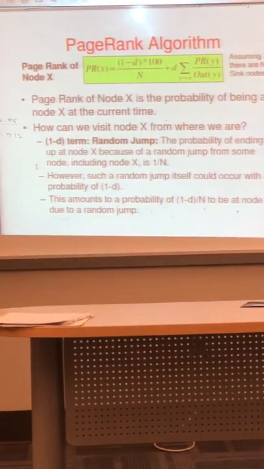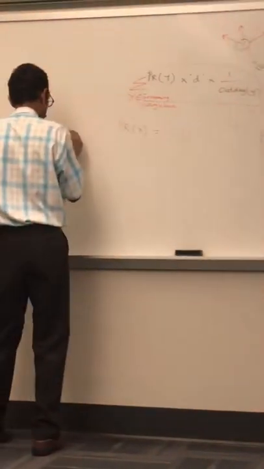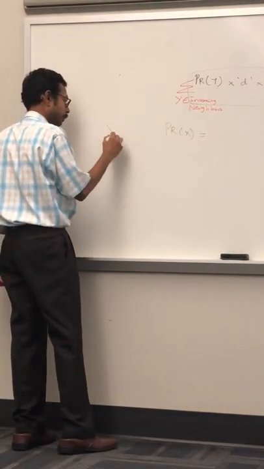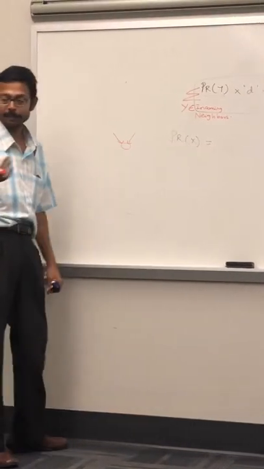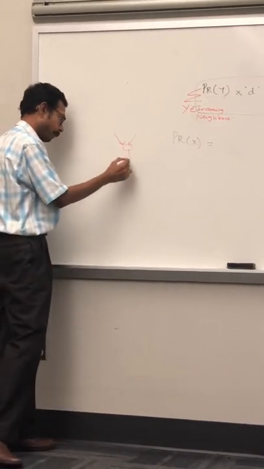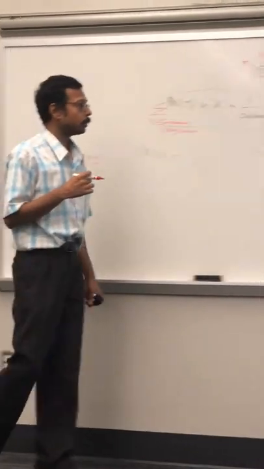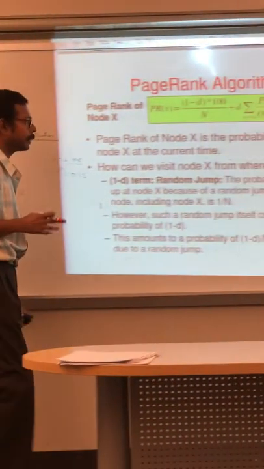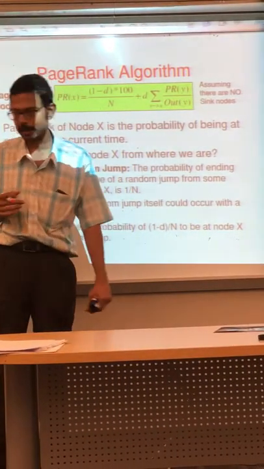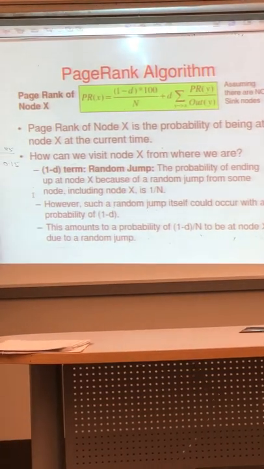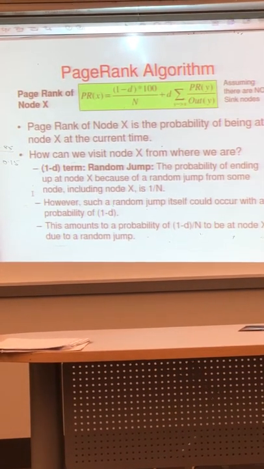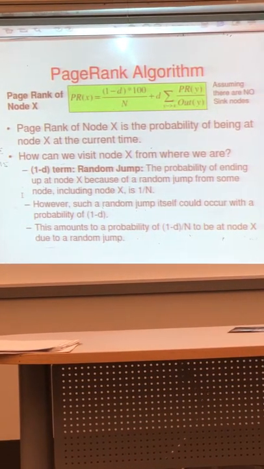A node is a sink node if it doesn't have any outgoing edge. All the edges it has are incoming edges. So if there's no outgoing edge for a node, that node is called a sink node. So this formulation is sufficient if there are no sink nodes. We'll see later what additions or extensions we need to incorporate if there are sink nodes in the graph. Okay.